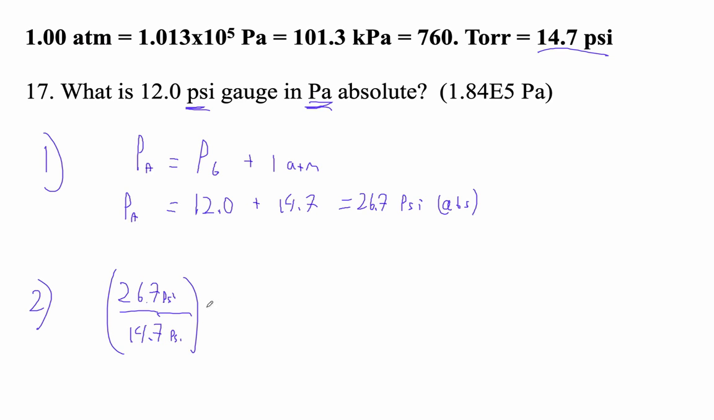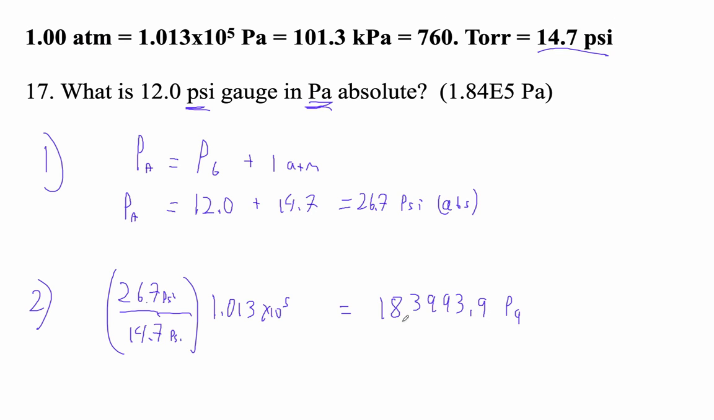Okay, and then we want to turn it into pascals, so 1.013 times 10 to the 5th, right? So 26.7 divided by 14.7 times 1.013 e to the 5th. And I get that it's 183,993.9 roughly pascals.